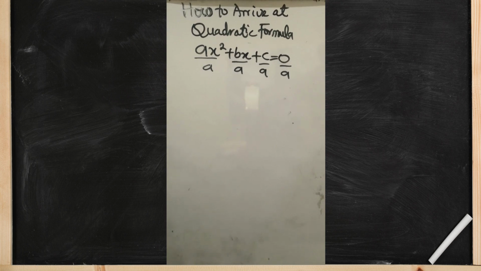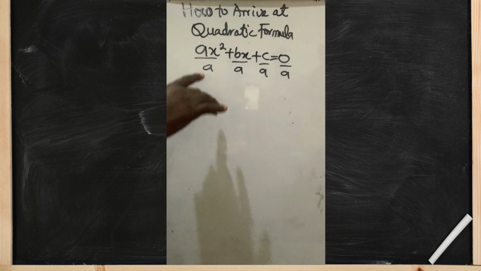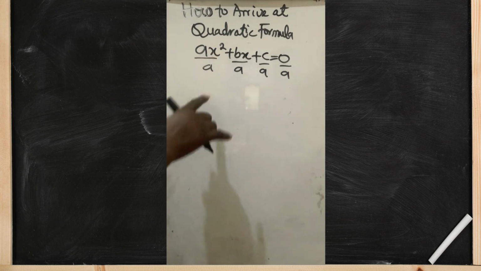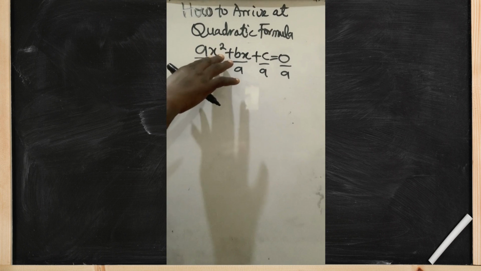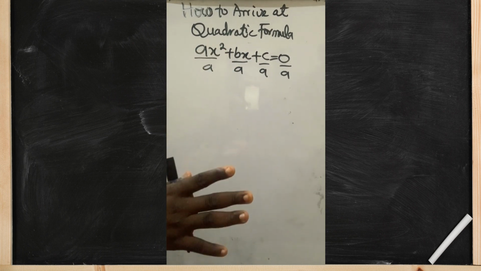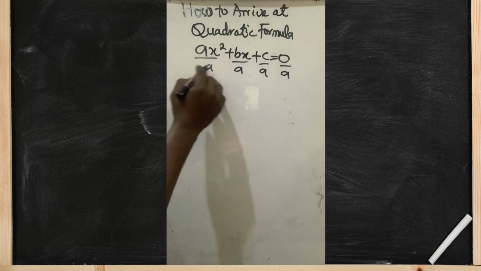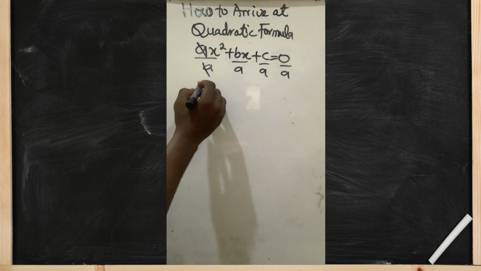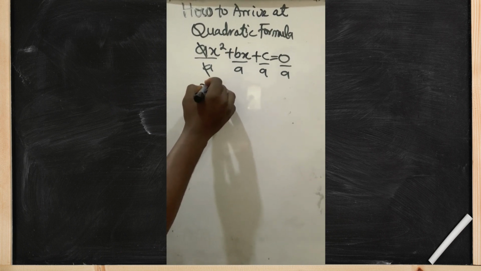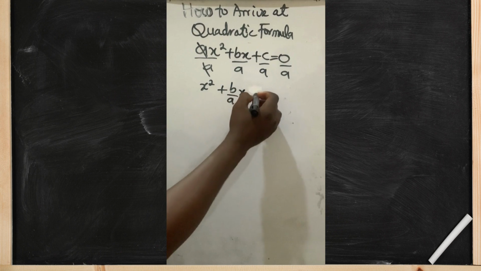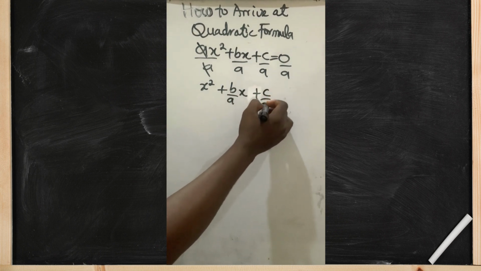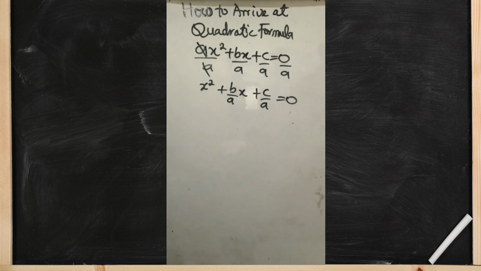Now ax squared plus bx plus c equals 0, because we want to make the coefficient of x squared to be 1 in order to make it a perfect square. Because on a perfect square you have your x to be x squared. So once you do this, this is eliminated, then you have your x squared plus b over a x plus c over a equals 0.